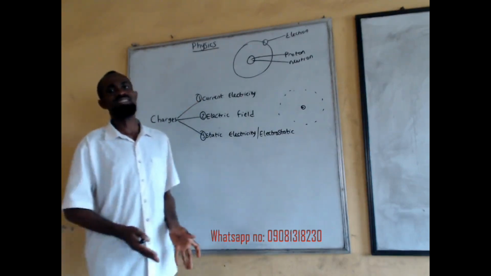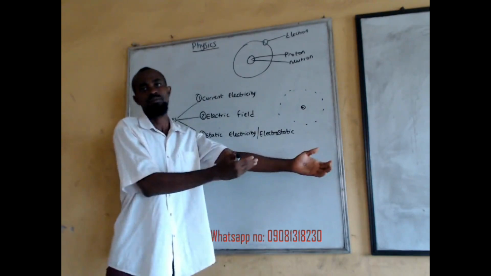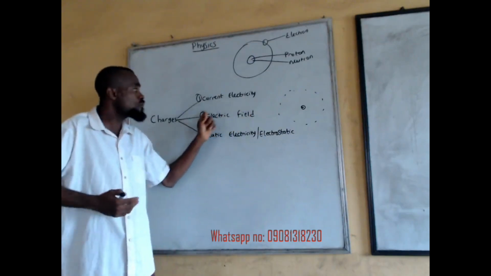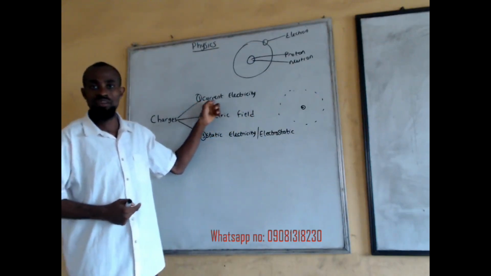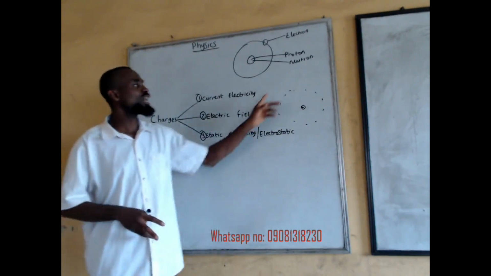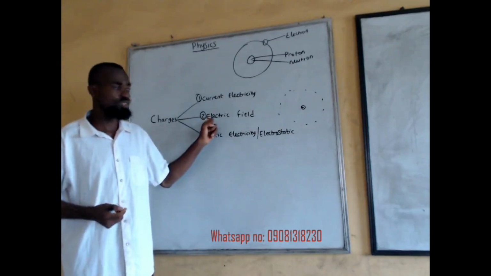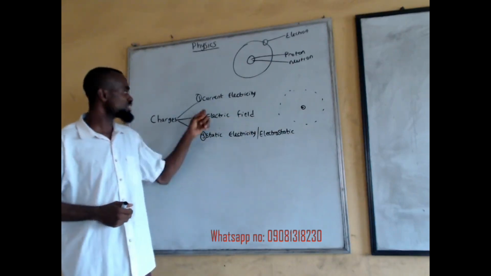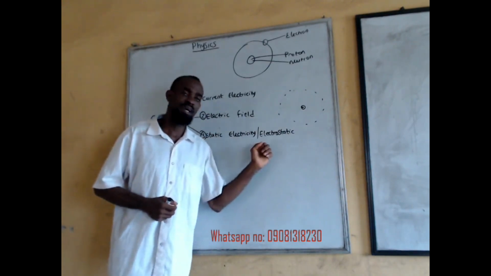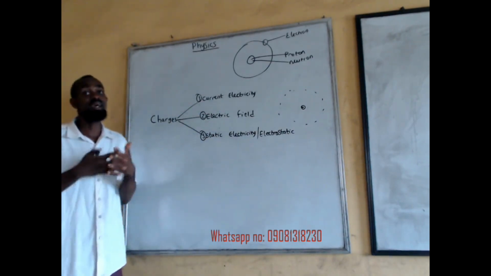But when these charges are generated and they are moving in a certain direction, we call it electricity. How fast they are moving will now lead us to the study called current electricity. And invisible to the eyes, around the charge, you can have things going on, which will lead us to electric field. So we start with current electricity, electric field, and end with static electricity, which is also known as electrostatics.